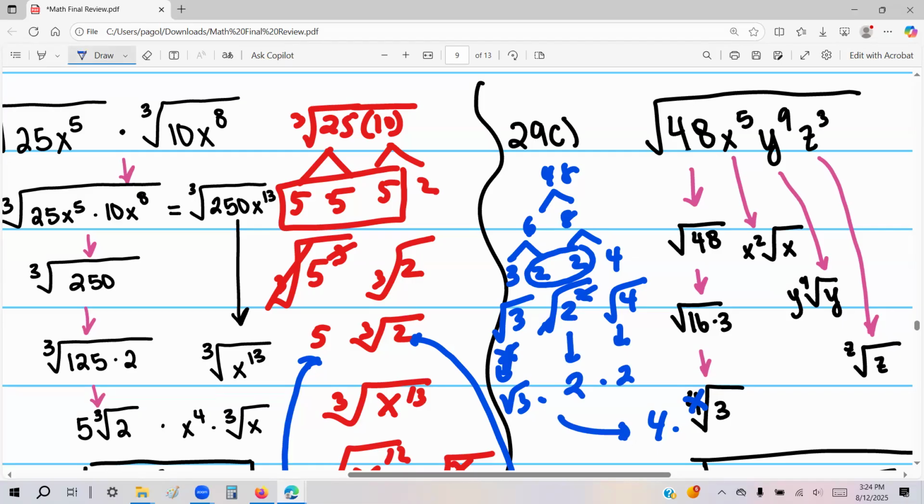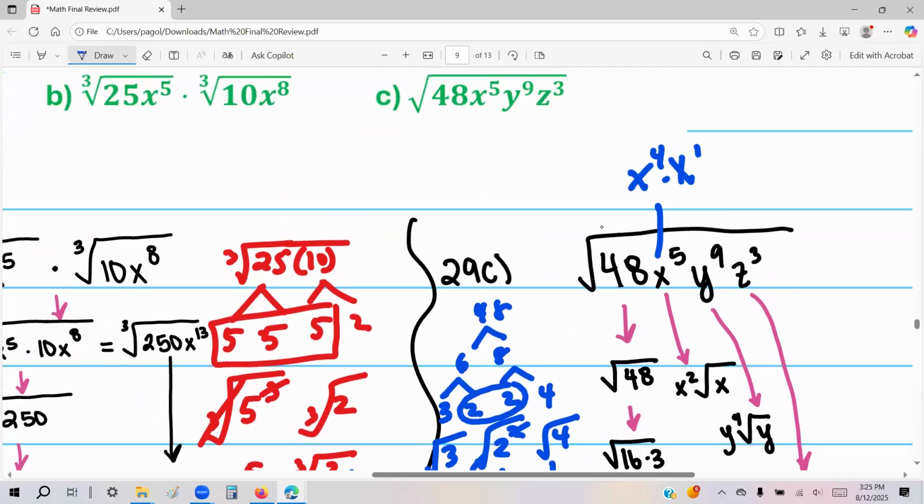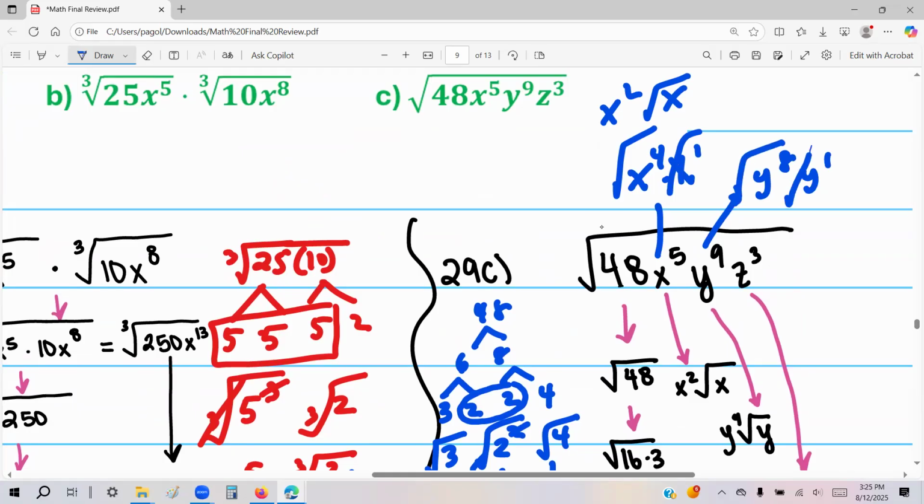And for the variable, it's the same thing. X to the 5 means you have x to the 4 and x to the 1. Sorry, x to the 4 and x to the 1. So square root of x to the 4, square root of x, that gives you x squared and square root of x. Y to the 9 is y to the 8 and y to the 1. And you're looking for the biggest number that is divisible by 2. So this gives you y to the 4 and square root of y.